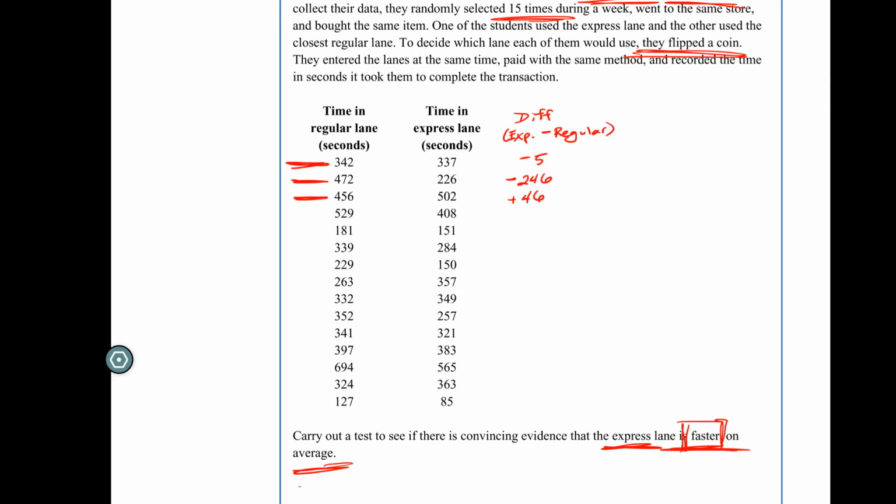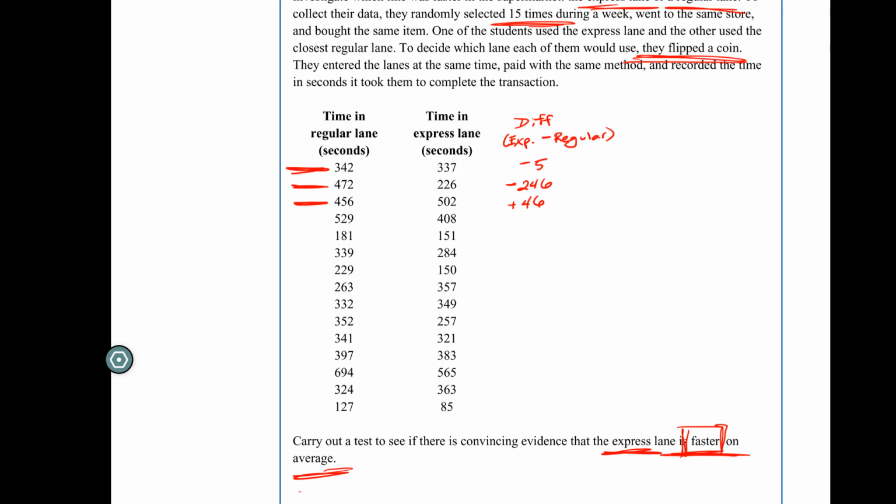Now, I'll go through and just write out all the subtraction. I've already done this ahead of time. We're just trying to go through this fast, but you get the idea. You're going to subtract each one of these to get the difference. So here we had negative 121 seconds. Express lane was faster. Express lane was faster by 30. Here the express lane was faster by 54. Express lane was faster by 79.